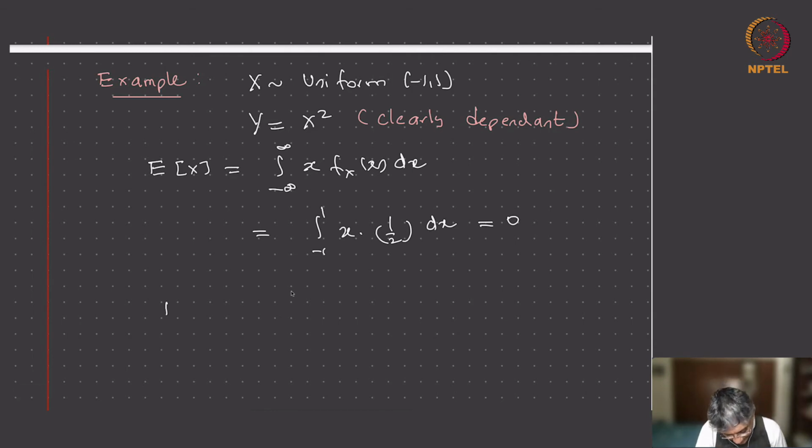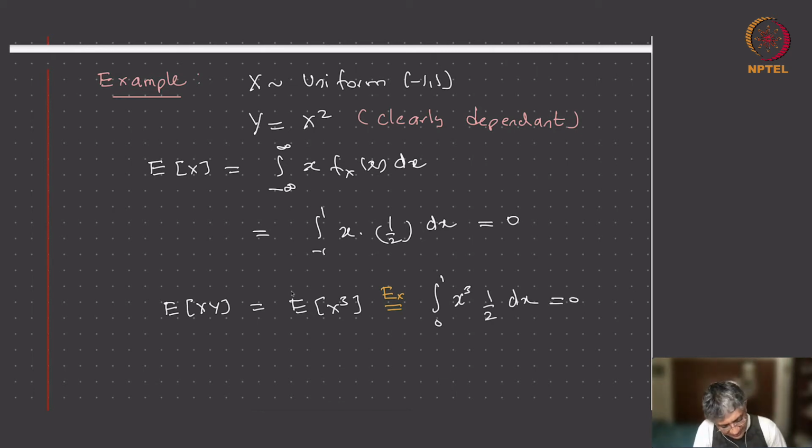I can compute E[Y], but I will not do E[Y]. I'll do E[XY]. What is E[XY]? E[XY] is the same as E[X cubed]. That's a simple exercise: E[X cubed] is the integral from -1 to 1 of x cubed times 1/2 dx, and that's again 0 because it's an odd function. So let me put exercises there so you can just check it.